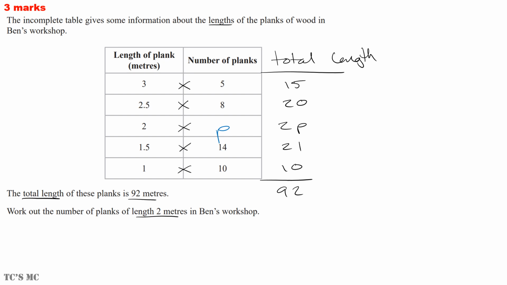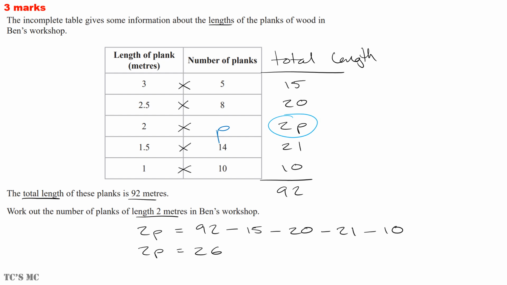To work out what this 2p is equal to, we need to do 2p equals 92, the total, subtract 15, subtract 20, subtract 21, subtract 10. That means 2p is equal to 26. And now we have a second mark.